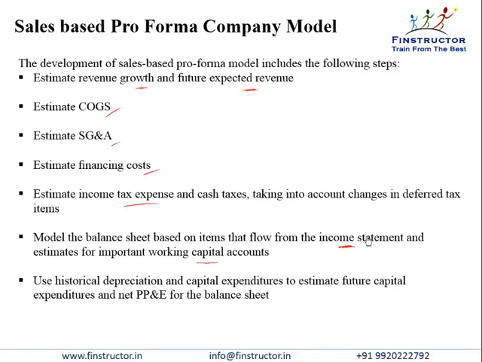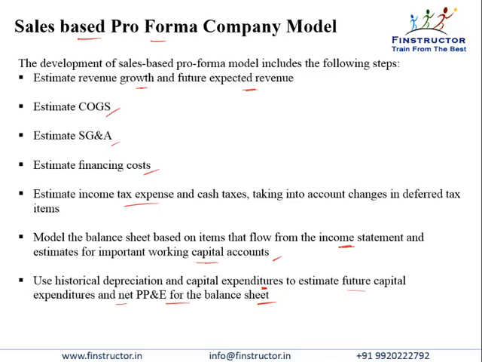So retained earnings will come from the income statement. The current assets minus current liabilities, etc. will be from the sales or some percentage of the sales. Use historical depreciation and capital expenditures to estimate future capital expenditures and net property, plant and equipment for the balance sheet. So a similar process should be repeated for 2, 3, 5 years so that you're able to estimate a pro forma company model.